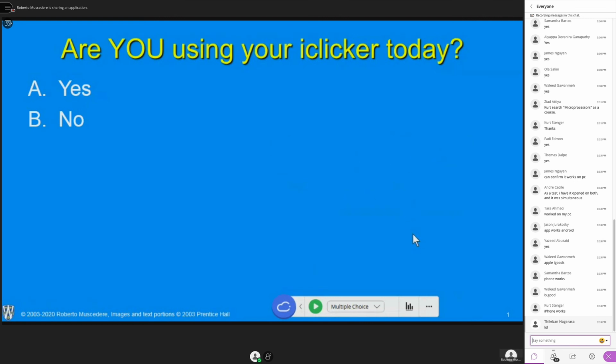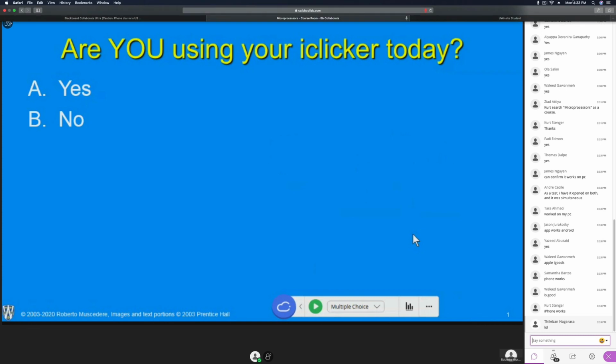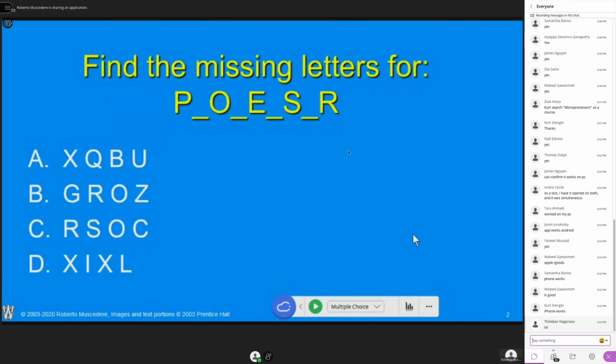All right, let's try the next slide here. Okay, here's just a test to see if you guys can figure it out. Find the missing letters for this word. Again, I will start the multiple choice now. Now, the letters aren't necessarily in order, so you have to figure out what the word is with the missing letters.